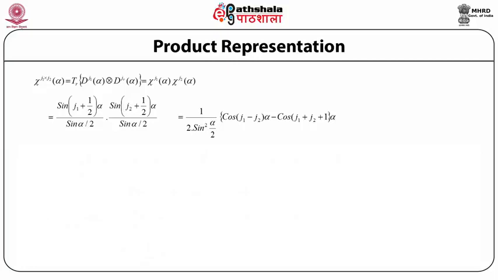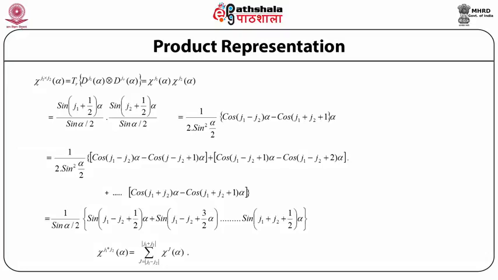Now, by adding and subtracting various terms shown in the slides, for example, this chi of j1 cross j2 of alpha can be written as 1 upon 2 sine square alpha by 2 into a difference of two terms, cosine j1 minus j2 alpha minus cosine of j1 minus j2 plus 1 alpha, wherein we have subtracted a term cosine j1 minus j2 plus 1 into alpha. Adding this and subtracting a term cosine j1 minus j2 plus 2, and so on and so forth.